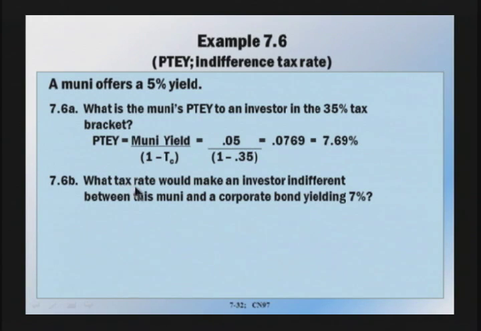Well, not everybody's tax rate is the same, so let's say that a corporate bond provides a 7% return and the muni provides the 5% return. At what tax rate would an investor be indifferent between the two? So in other words, 1 minus what tax rate could we multiply by the 7% taxable corporate bond to have that exactly equal the 5% municipal bond? So I set the after-tax corporate yield here equal to the 5% muni yield and solve for the tax rate.